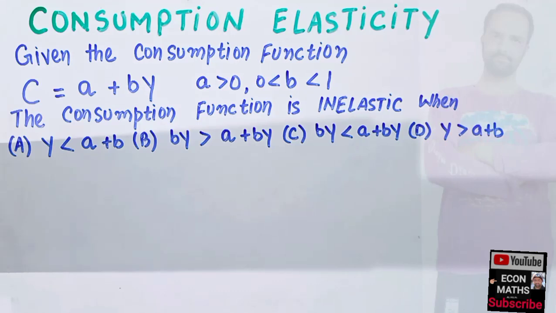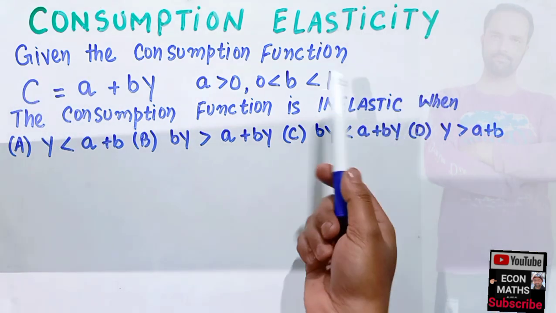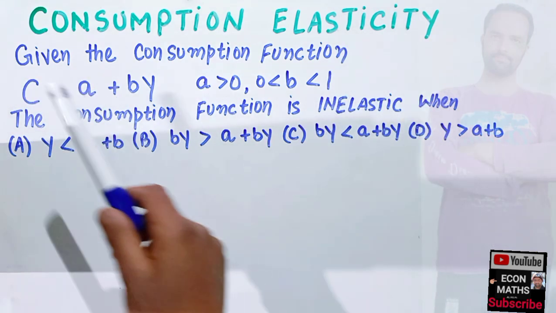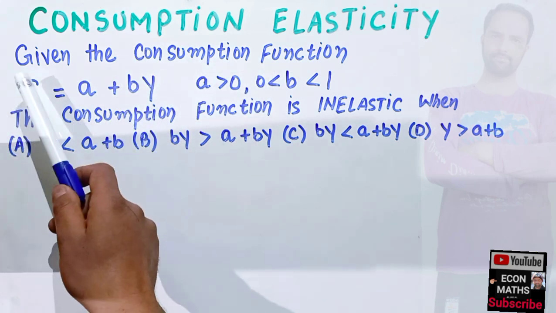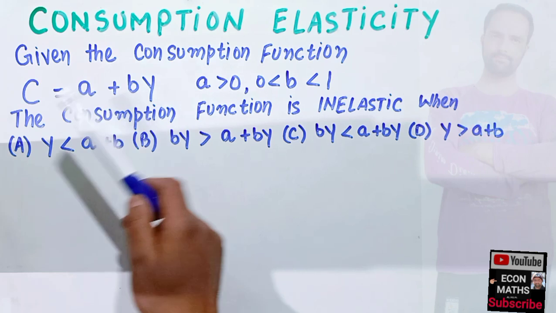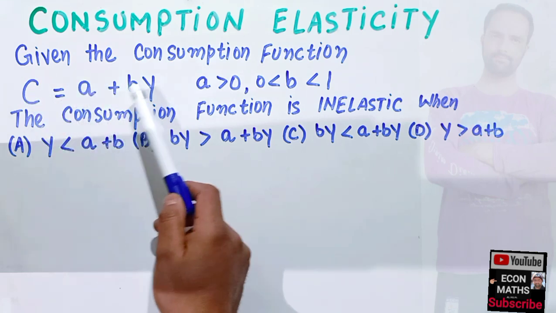In this video, I will try to rectify a horrendous mistake that I committed in the earlier video on consumption elasticity. Okay, so I will try to rectify that very mistake in this video. The question was: given the consumption function is C equals A plus BY.